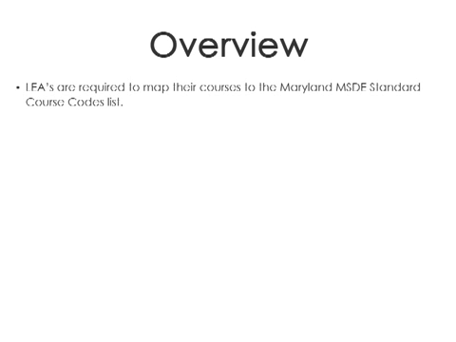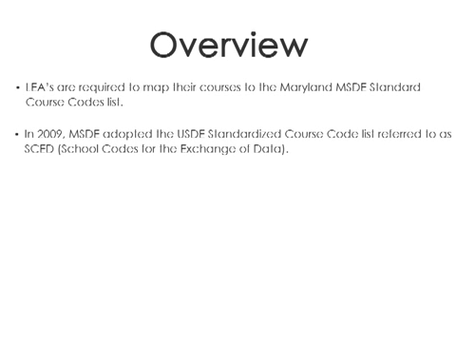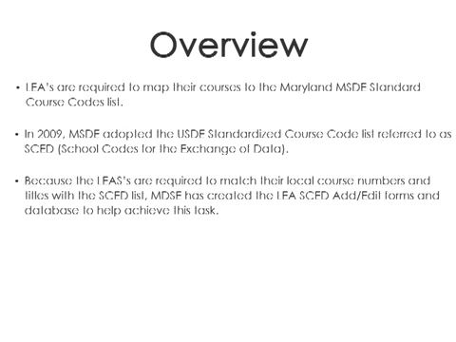Maryland legislation requires that LEAs map their courses to the Maryland MSDE standard course codes list once it has been approved. In 2009, MSDE adopted the USDE Standardized Course Codes List, referred to as the SEED, School Codes for the Exchange of Data. As a result, MSDE wanted to help the LEAs with preparing their initial course mappings to the SEED. Once the Maryland Standard Course Codes List is created and adopted, the LEAs are required by law to match their local course numbers and titles with the SED list.